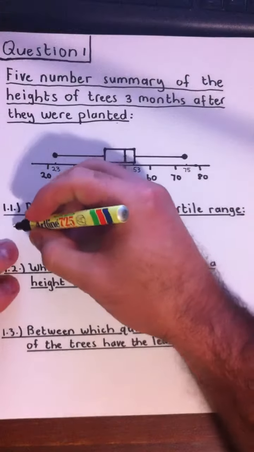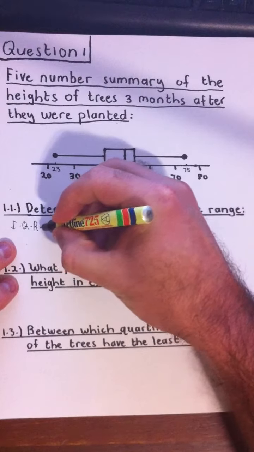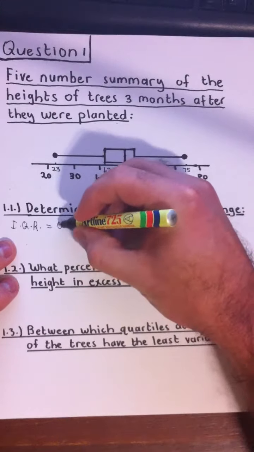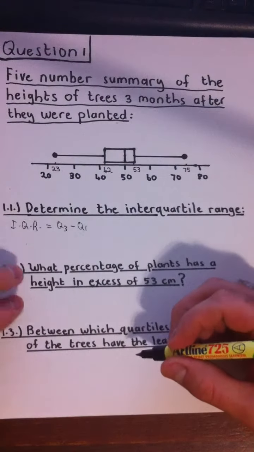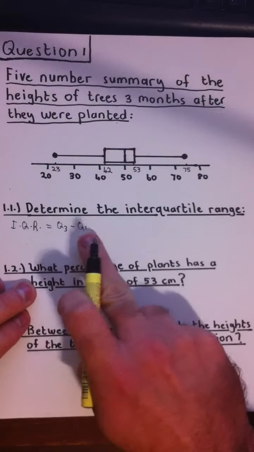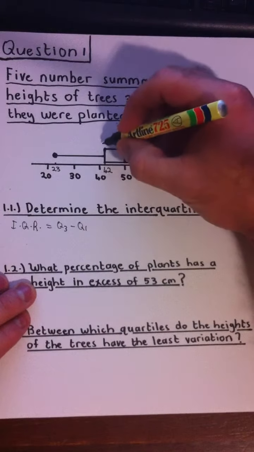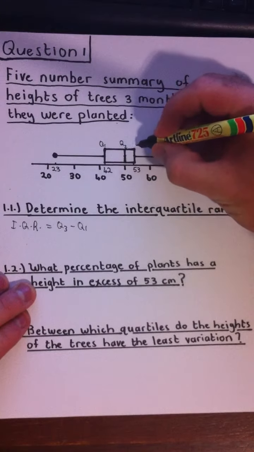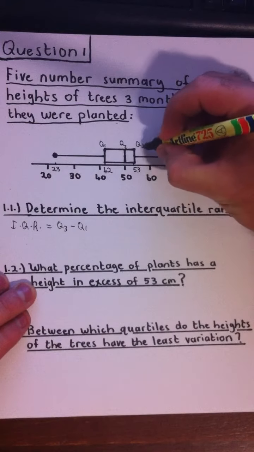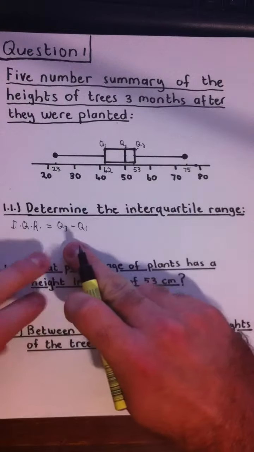The interquartile range by definition is equal to the third quartile minus the first quartile. So Q3 minus Q1. Now where are Q3 and Q1? Well, in a box and whisker diagram, this line represents Q1, this one represents Q2, and this one here represents Q3. So all we need to do is find Q3 minus Q1.